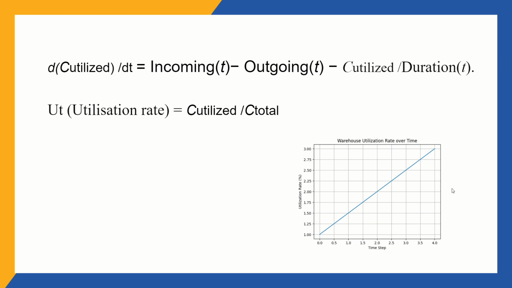Basically, the derivative of C utilized with respect to time is equal to incoming products with respect to time t, minus outgoing products with respect to time t, minus C utilized upon duration of t. The utilization rate is nothing but the ratio of the capacity which is utilized upon total capacity, and this is a graph which we have plotted using the data which we had.